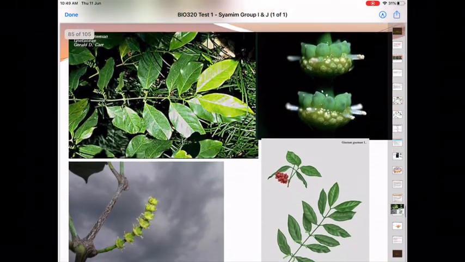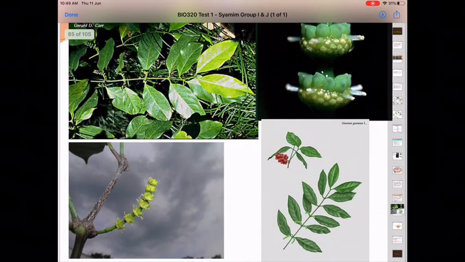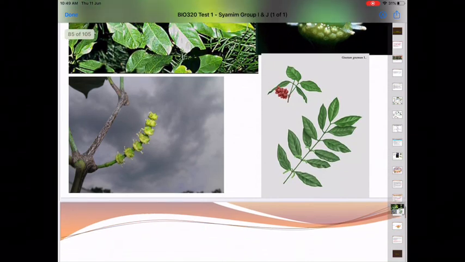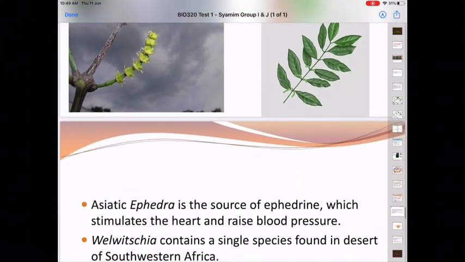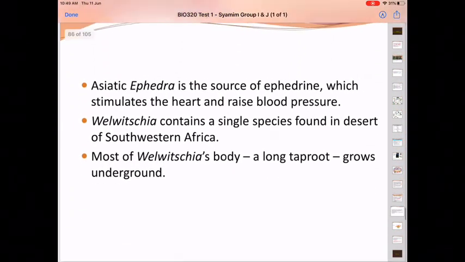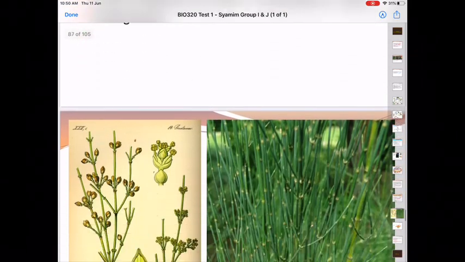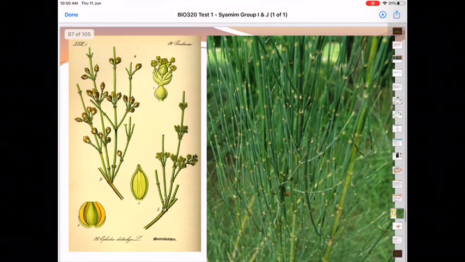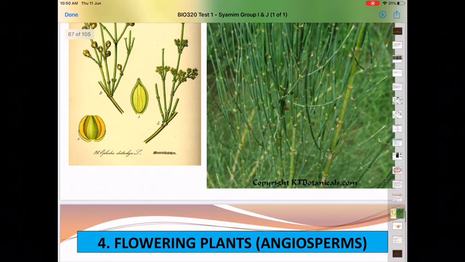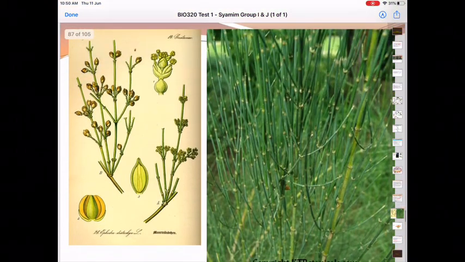Okay, so dia punya structure daun dah nak kelihatan macam angiosperm, macam tumbuhan biasa, pokok biasa, pokok buah, sayur kan. Semua tu ialah angiosperm. Asiatic ephedra is the source of ephedrine, which stimulate the heart and raise blood pressure. So these all the benefit, okay, the benefit or the importance of the Gnetophytes. So this one boleh ingat lah. Okay, ingat point-point dia. Okay, this one is another example of the Gnetophyta. Alright.